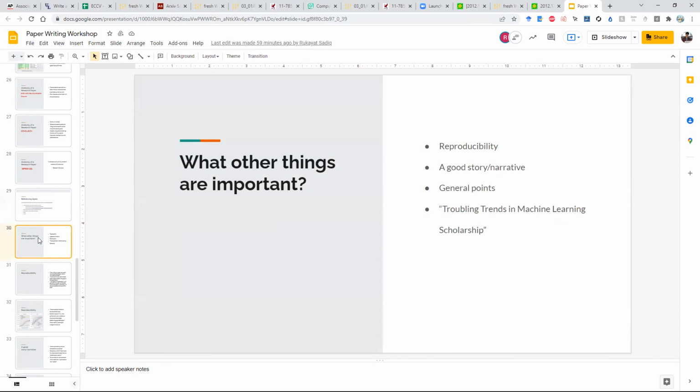And so we did go through all the components of the paper, but there are other overarching themes that are good for you to keep in mind. These are things that reviewers will look out for and will increase your chance of getting a good grade or acceptance. And these are reproducibility, having a good story or narrative, general points, and then some points outlined in this meta work, Troubling Trends in Machine Learning Scholarship.